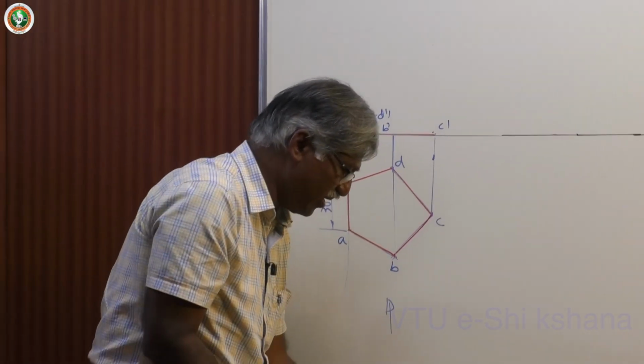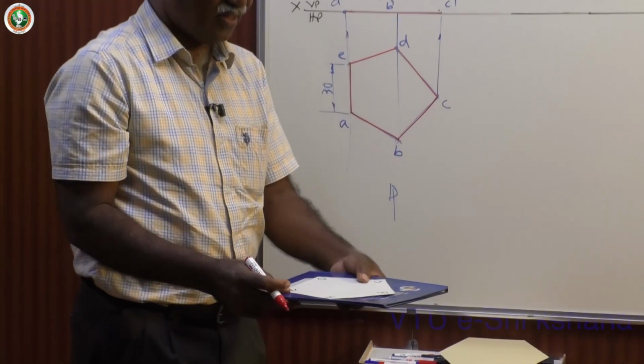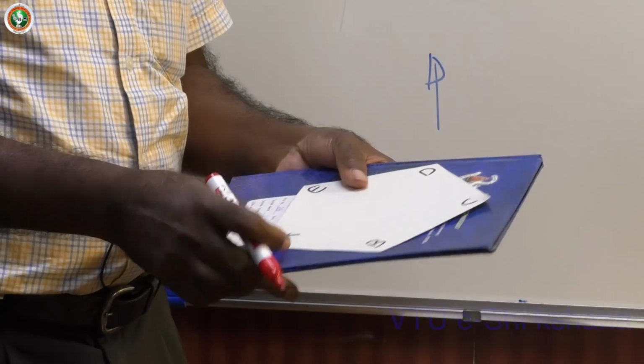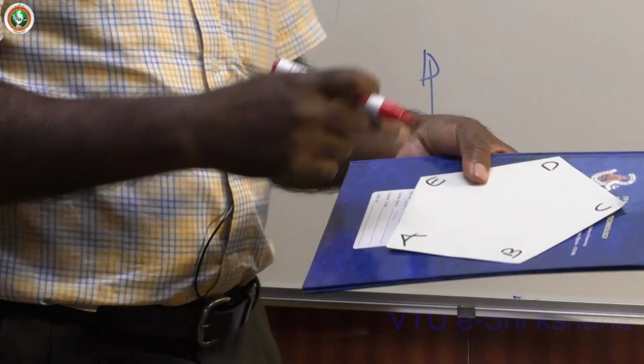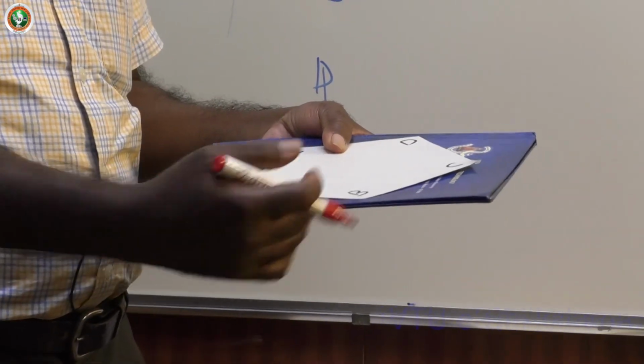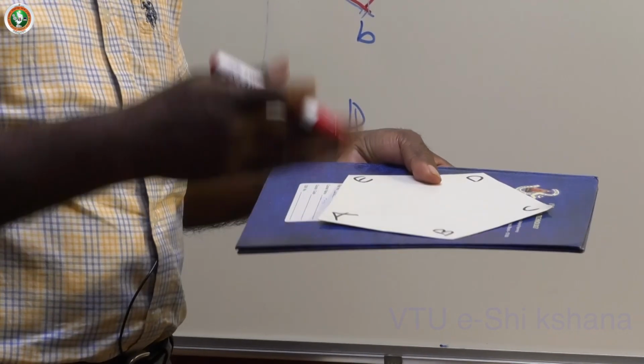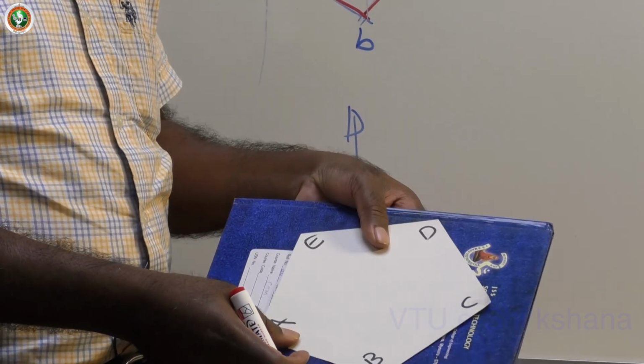So this is the first figure, front view, top view, when the lamina is on HP. When the lamina is on HP, this is the case. See, this is A, B, C is visible, E and D are not visible if you look from this direction. Front view is a line on the XY line itself because it is on HP. Then the top view is the true shape.